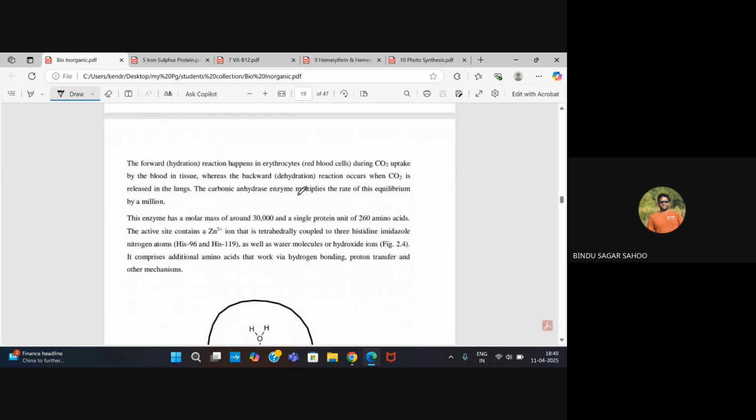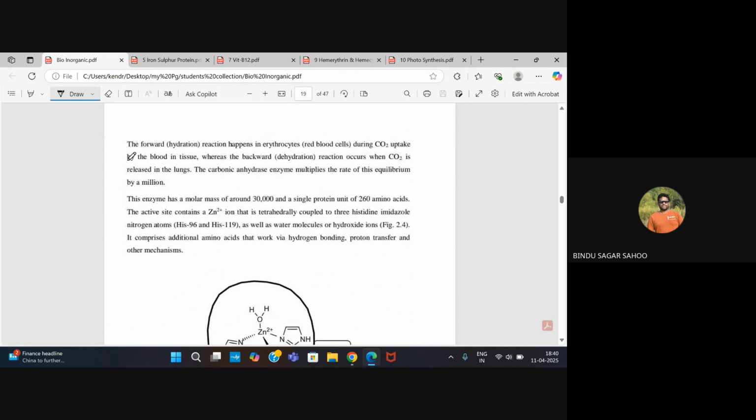So you can make a readout here also. Carbonic anhydrase affects the CO2 transport in the blood. Okay, it will make a conversion of CO2 into some cation and anion. You can read out here also. It's saying that the postulate is that the forward hydration reaction happens in the erythrocytes during CO2 uptake by the blood in tissue, whereas the backward reaction occurs when the CO2 is released in the lungs.